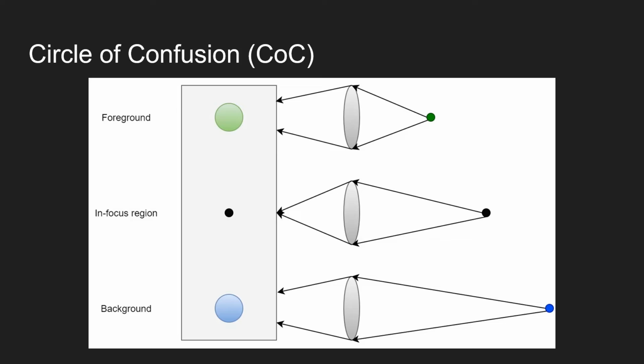The circle of confusion is the most important term in depth of field calculations. Each point in an in-focus region, or within the depth of field, is visible as a point on that camera film. Points in the foreground or background that are out of focus, however, are expanded to circles, called circles of confusion, or COCs for short.